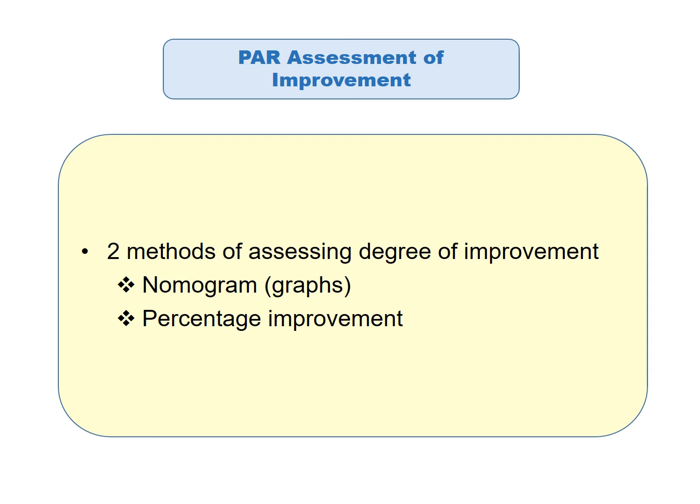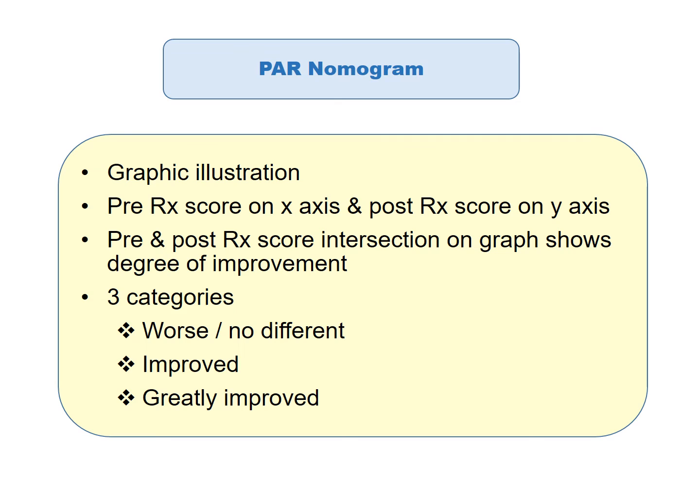Now, how do you assess improvement with the PAR index? There are two methods of assessing. One is by use of nomogram or graphs, and the second method is to look at the percentage improvement.